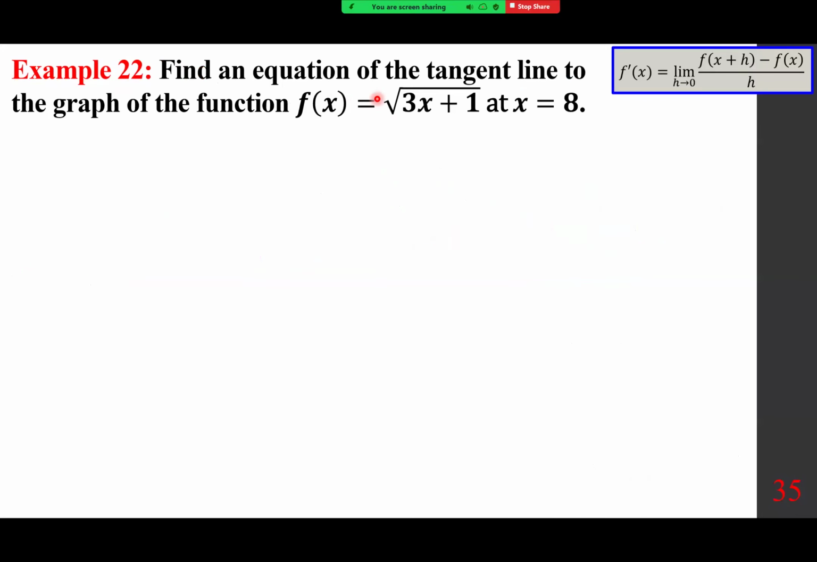Find an equation of a tangent line to the graph of the function f of x equals square root of 3x plus 1 at x equals 8. In order to find the equation of any line, you need two things. You need a pair and you need the slope. The pair you just plug in.